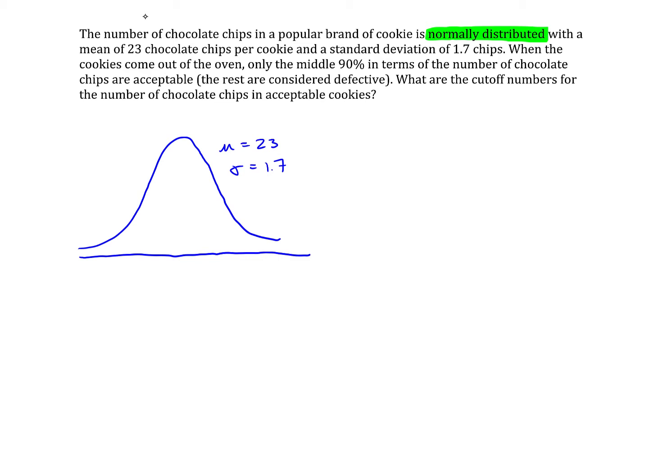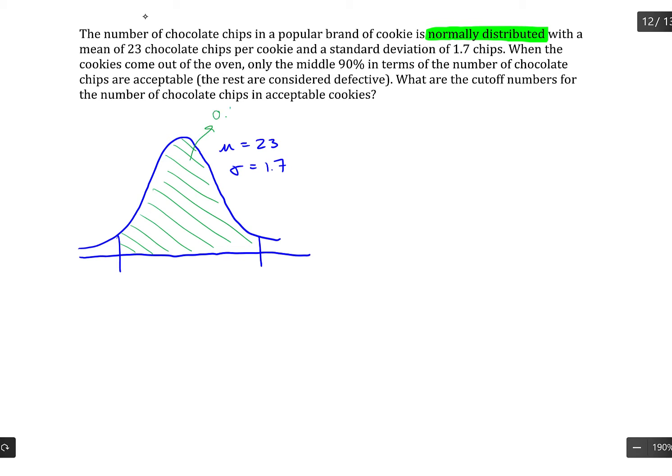Now, only the 90% in the center of the distribution are going to be accepted. Everything outside of that range is not accepted. So for instance, let's say this is the middle 90%, and I'll shade that in green because that's accepted. So the middle 90% are accepted. Then we have this area and this area, which are not accepted.